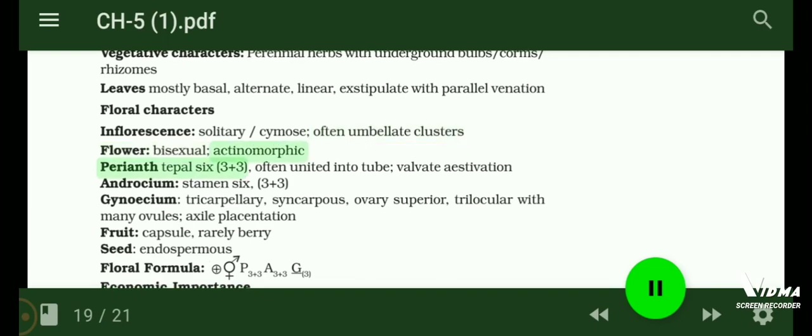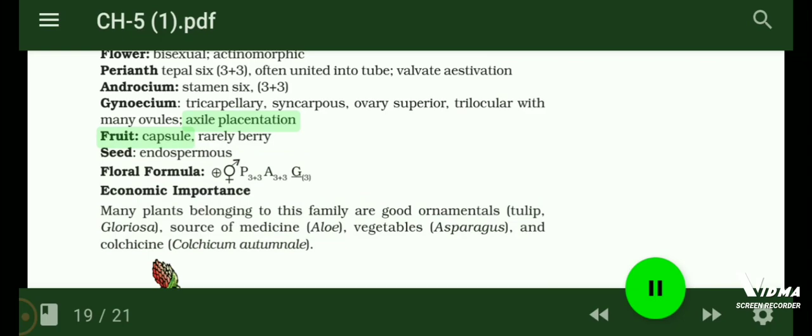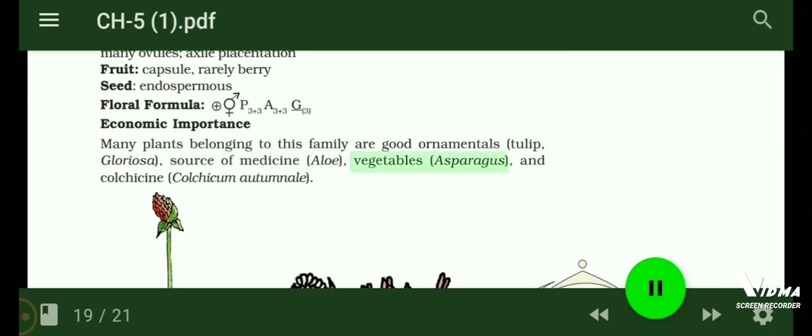Actinomorphic. Perianth: tepals 6, 3+3, often united into tube. Valvate aestivation. Androecium: stamens 6, 3+3. Gynoecium: tricarpellary, syncarpous, ovary superior, trilocular with many ovules. Axile placentation. Fruit: capsule, rarely berry. Seed: endospermous. Floral formula: Br, ⚥, P(3+3), A3+3, G(3). Economic importance: many plants belonging to this family are good ornamentals: tulip, gloriosa; source of medicine: aloe; vegetables: asparagus; and colchicine from Colchicum autumnale.